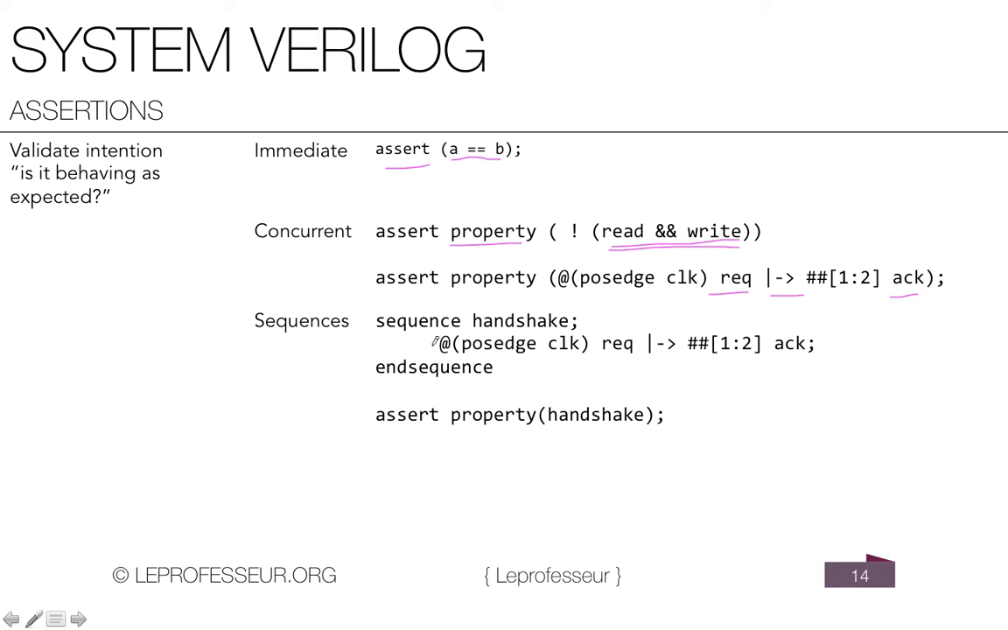Now you can write more complex assertions in terms of sequence. If you want to make a sequence, say a handshake sequence: at the passage of the clock, request is asserted, and after request is asserted, between 1 to 2 clock cycles, acknowledgement is asserted. That becomes your sequence, and then you can call assert property on your handshake sequence. Easy. These are 3 simple kinds of ways to define assertions, and you can write these assertions at multiple places, wherever you want. These are critical cases and I want to write assertions for these critical cases.